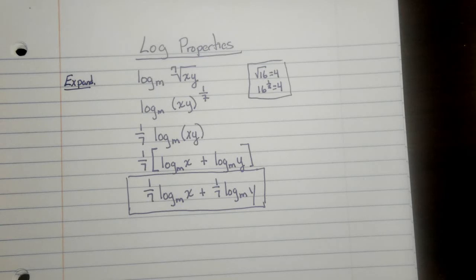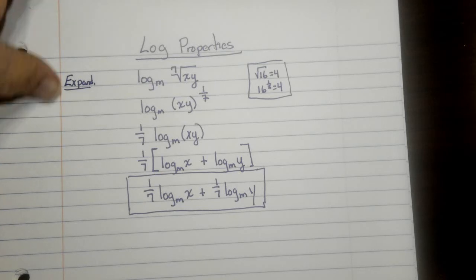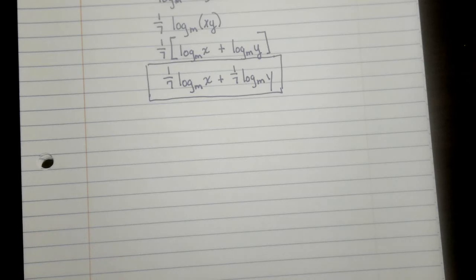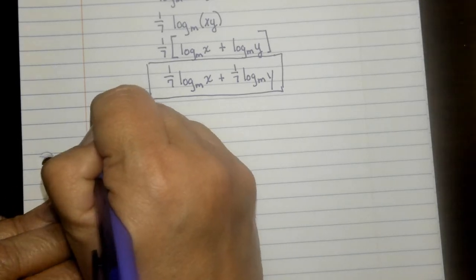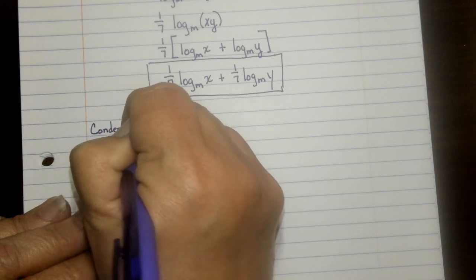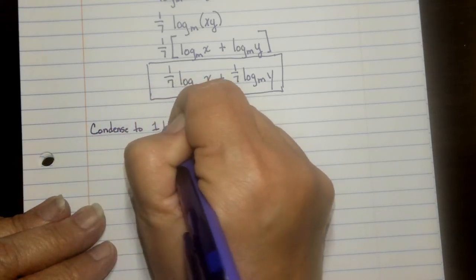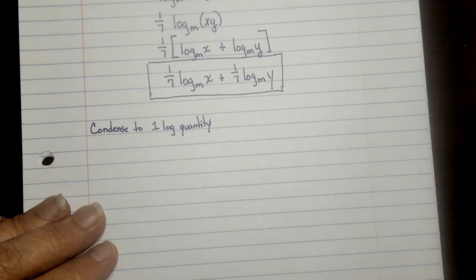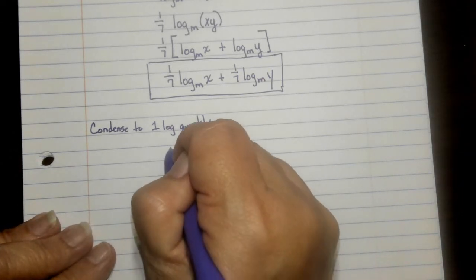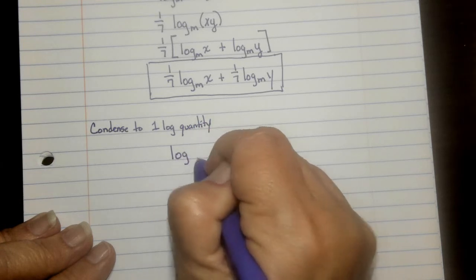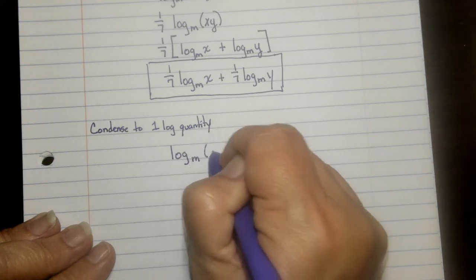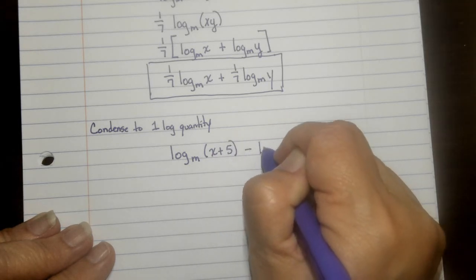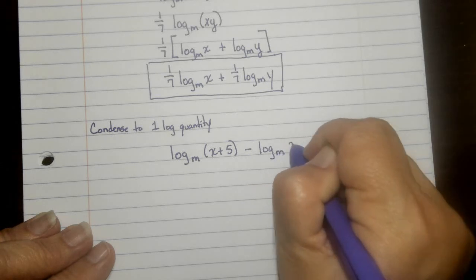Alright. The other thing we do with log properties is kind of work the other way around. And that is to take a log property that's expanded and condense it down to one log. Right? So this time we're going to condense to one log quantity. So if I have the log base m of x plus 5 minus the log base m of x.